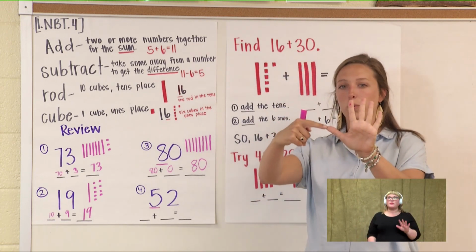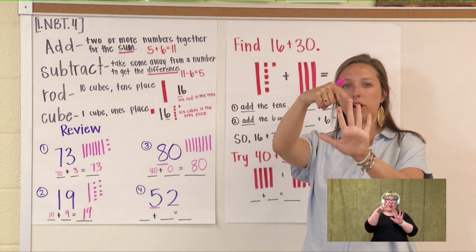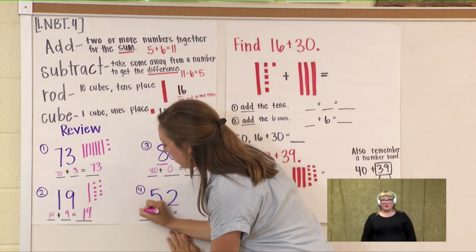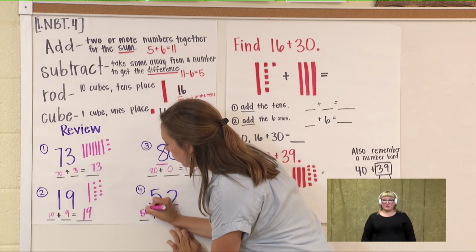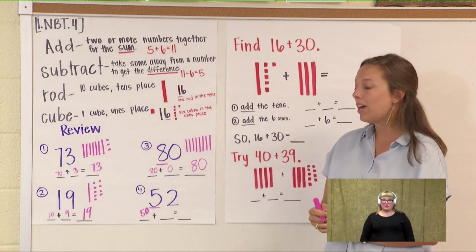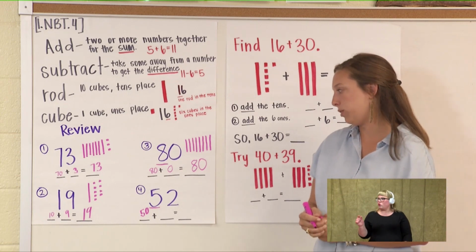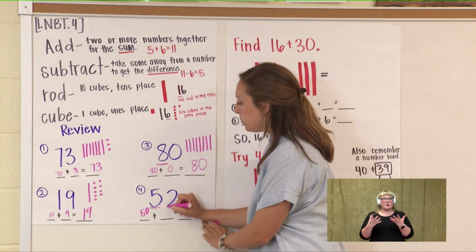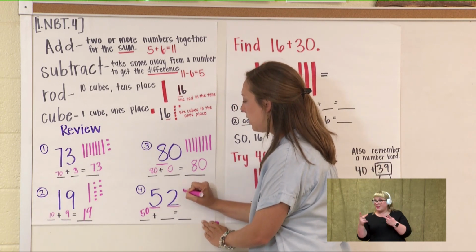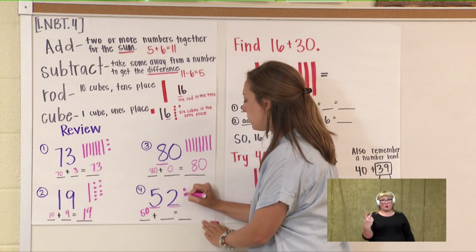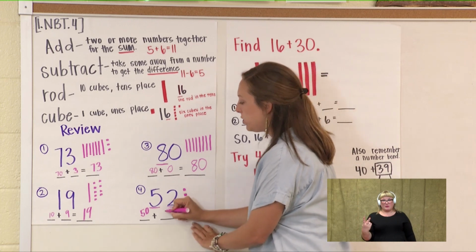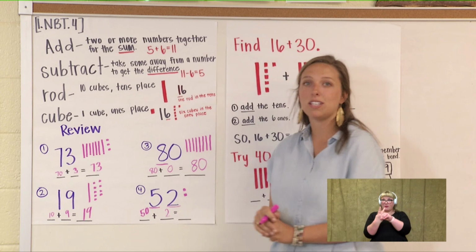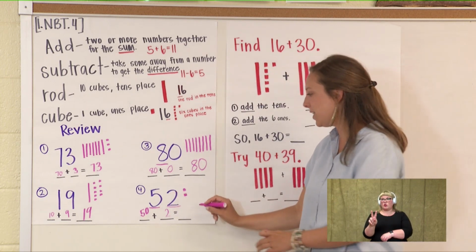Let's look. 10, 20, 30, 40, 50. I hope you put 50 in your equation. How many cubes would you have held up or have drawn out? We look for the cubes in the ones place, and there was 2. So we're going to put 2 on our equation. 50 plus 2 gives us the sum 52.